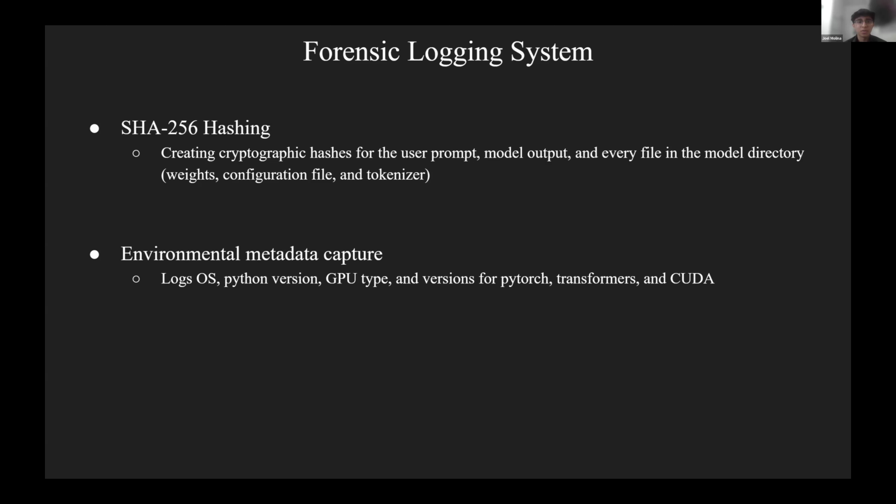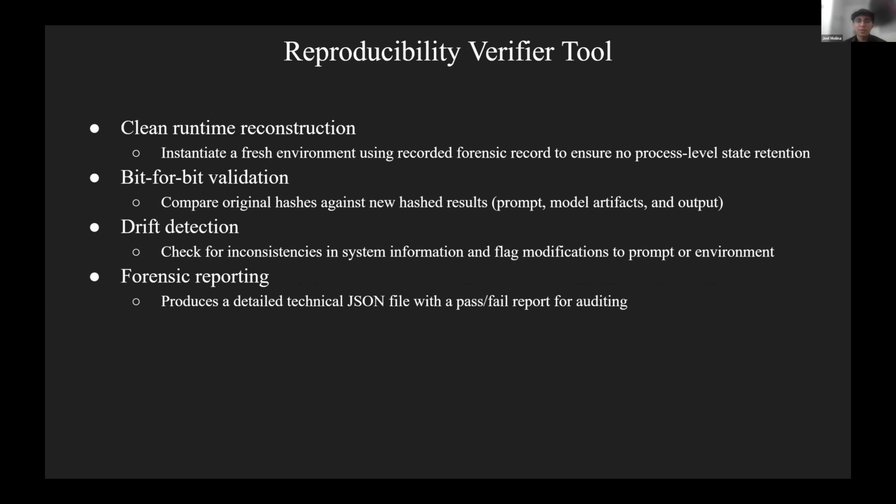As far as the environment goes, the framework logs the OS, Python version, the GPU type, as well as versions for the core libraries, so transformers for the LLMs, PyTorch, and CUDA libraries. After that, we have the reproducibility verifier tool. And this happens at a later date past the inference time. So that forensic record needs to be stored somewhere securely.